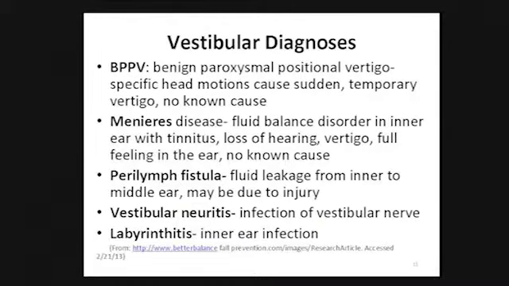Some common vestibular diagnoses, and these are a mouthful. Typically, patients can't even pronounce them when they come in. The doctor said it had something with V's in it. And V's, I'm thinking vestibular, benign paroxysmal positional vertigo. There's a mouthful. Who came up with that one, right?